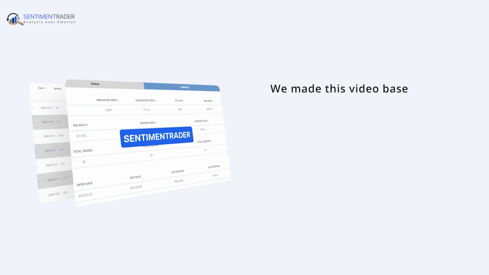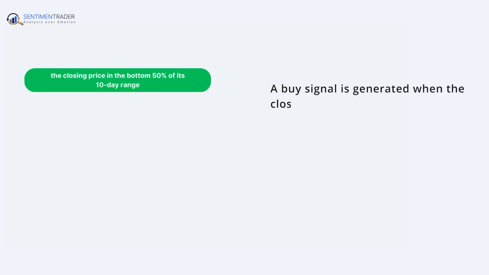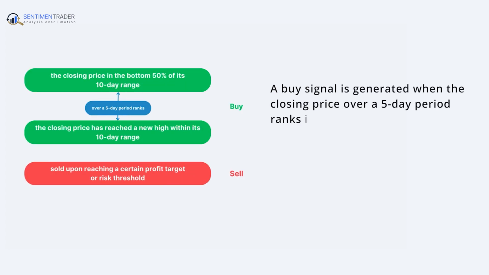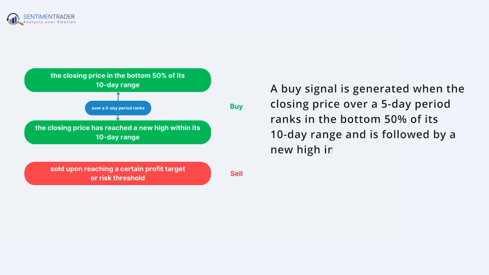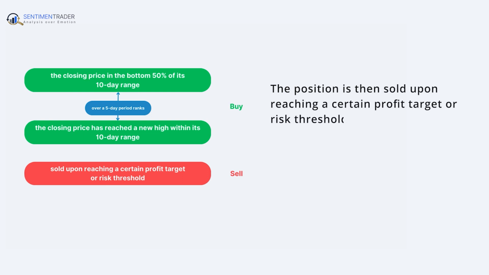We made this video based on a subscriber's request. He wanted to establish a backtest. A buy signal is generated when the closing price over a 5-day period ranks in the bottom 50% of its 10-day range and is followed by a new high in the closing price. The position is then sold upon reaching a certain profit target or risk threshold.